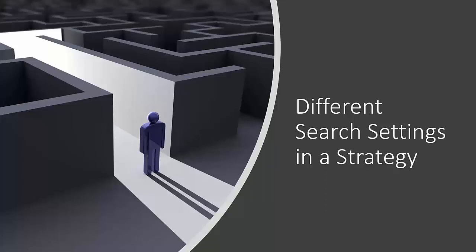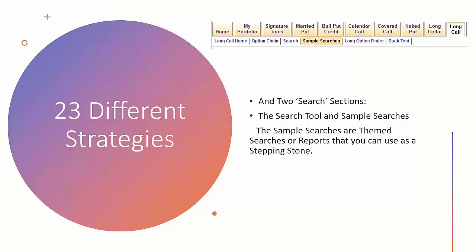Mike asked a question about the tools. We're going to take a look here at the different search settings, the default searches and what are called sample searches in a given strategy. Now, as I mentioned, we do support over 23 different strategies and power options, everything from credit spreads, debit spreads, condors, just buying calls, buying puts, covered calls, married puts, and much more.